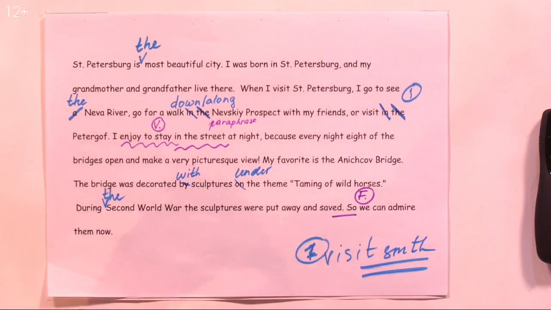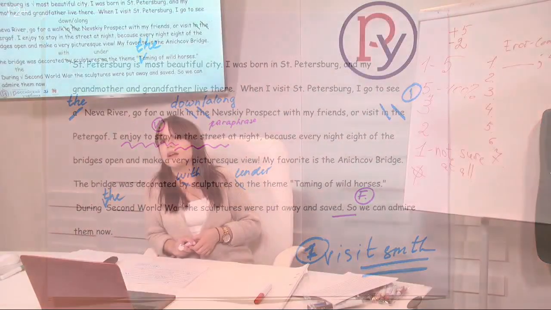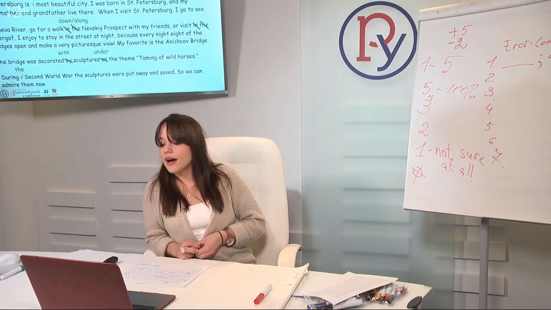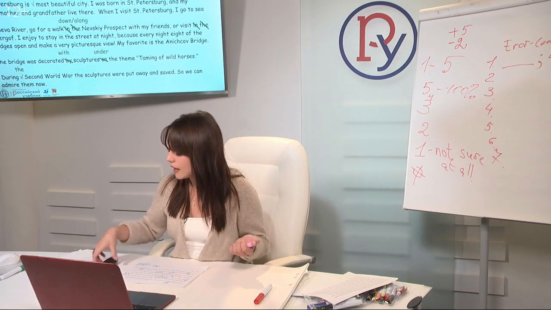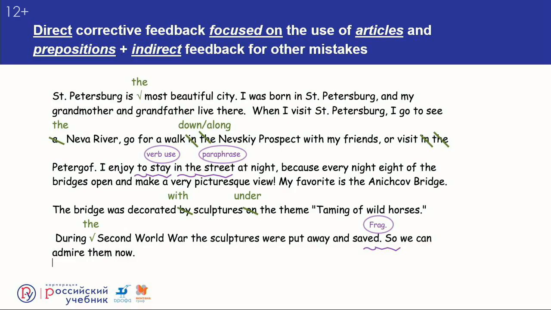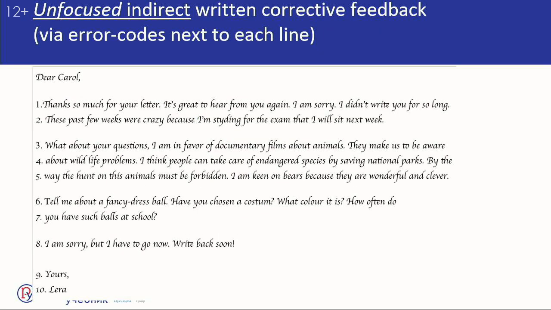So this is pretty much direct and indirect corrective feedback, focused and unfocused in action. This is pretty much what it looks like, right? The mixture of different error correction strategies. Now, I think we have some time to do another task, which is this one. I will ask you to have a look at this piece of writing.